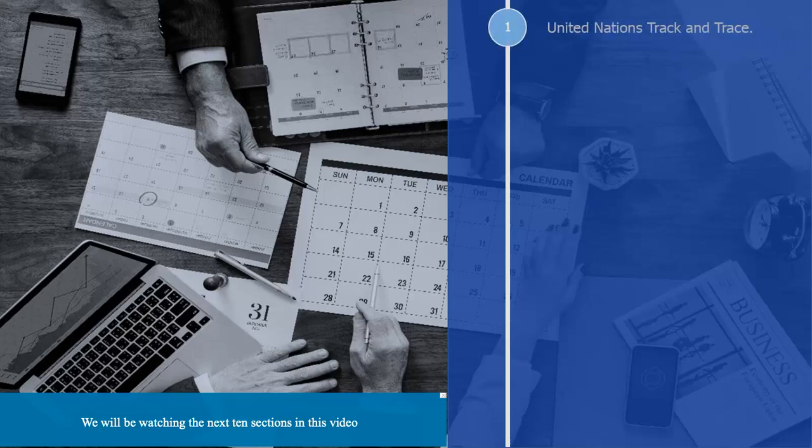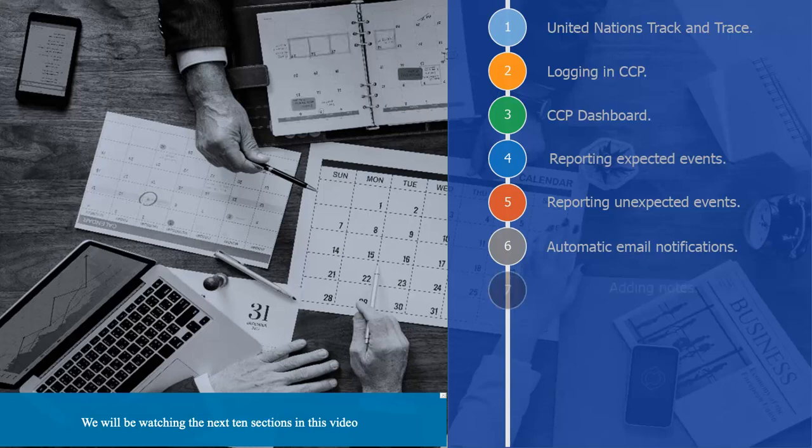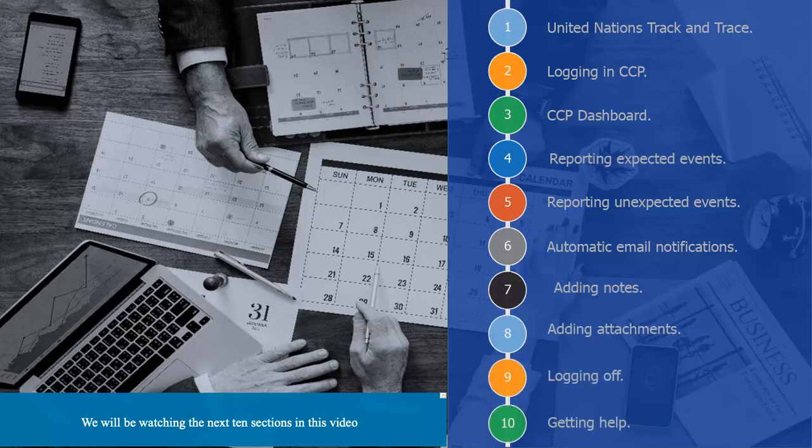1. United Nations Track and Trace. 2. Logging in the Carrier Collaboration Portal, or CCP. 3. Carrier Collaboration Portal, or CCP, Dashboard. 4. Reporting expected events. 5. Reporting unexpected events. 6. Automatic email notification. 7. Adding notes. 8. Adding attachments. 9. Logging off. 10. Getting help.